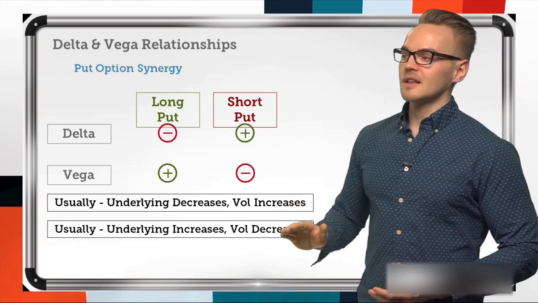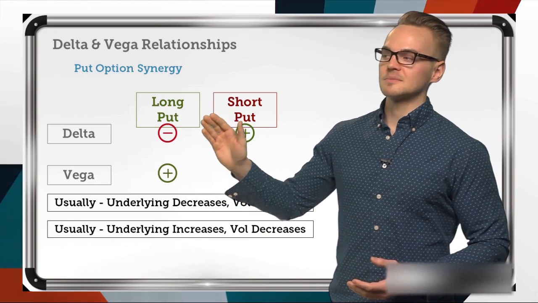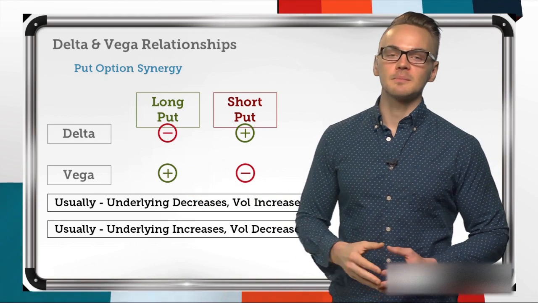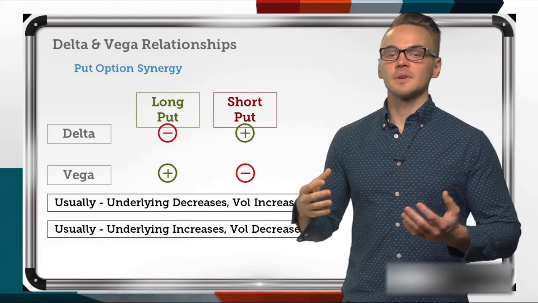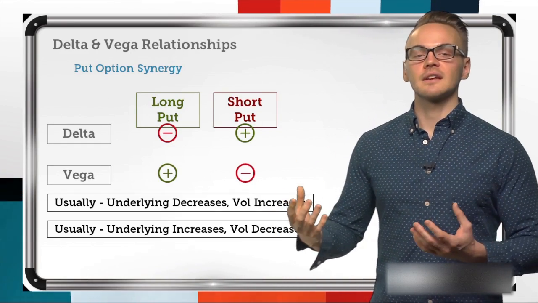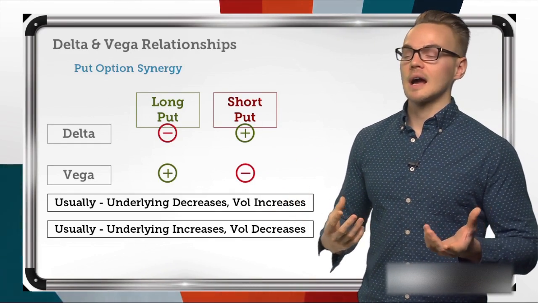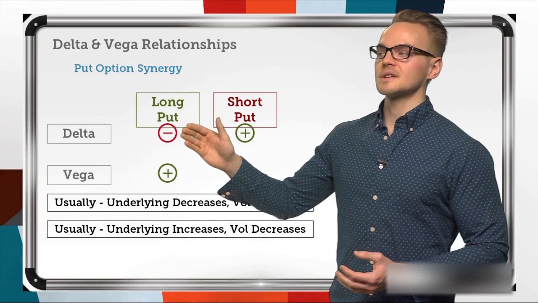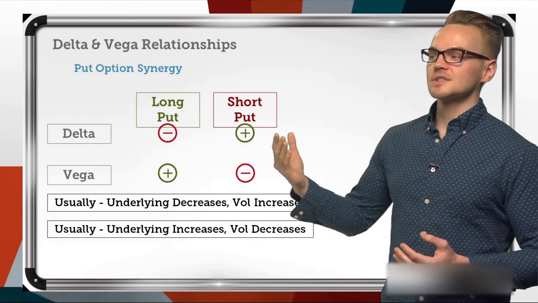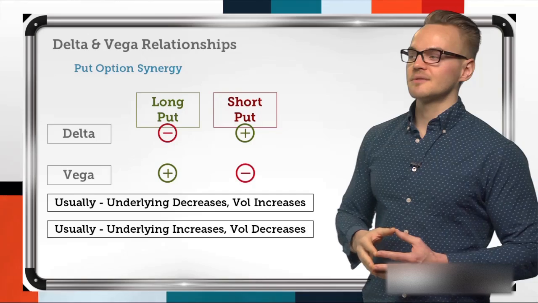And if volatility increases and I'm long this put, that's also going to help me become more profitable, if volatility increases at a higher rate than the theta decay I'd be experiencing with that long option. So when we're looking at a long put, these two work synergistically. And when we're looking at a short put, it's the very same.